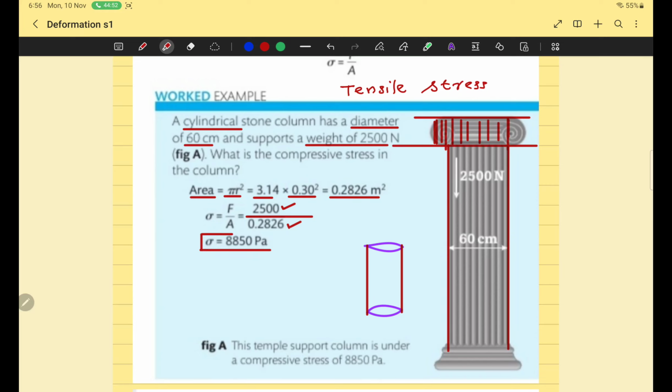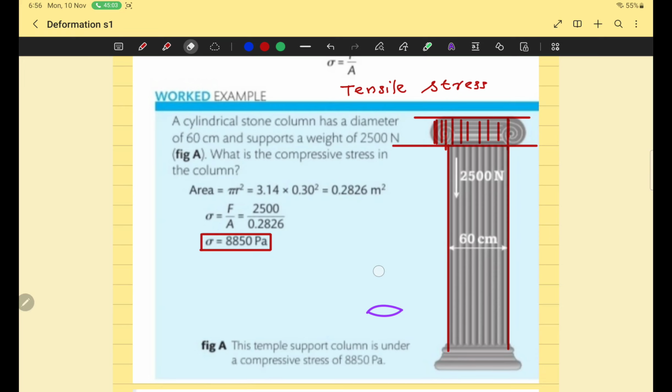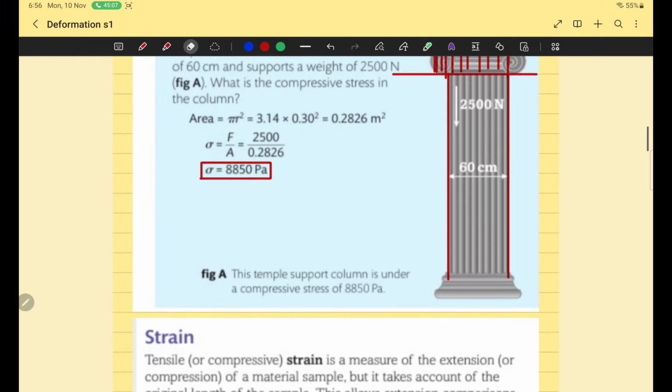And you can see the unit of stress and pressure is the same, same formula, same unit. The unit of pressure is Pascal and the unit of stress is also Pascal. So this question is completed.